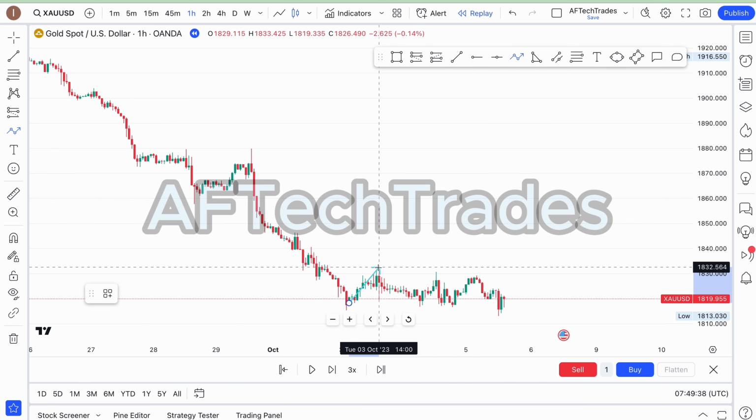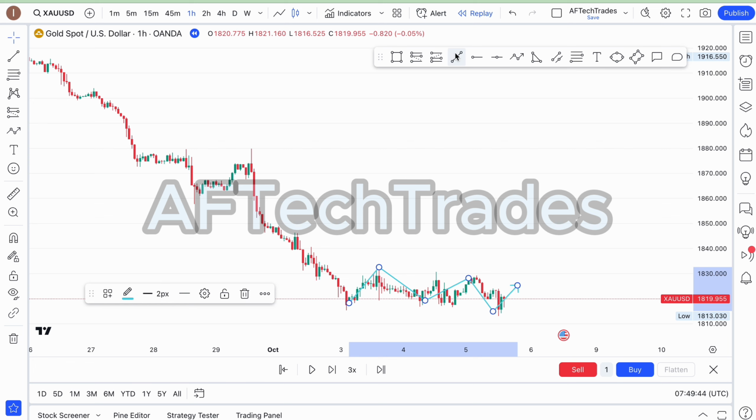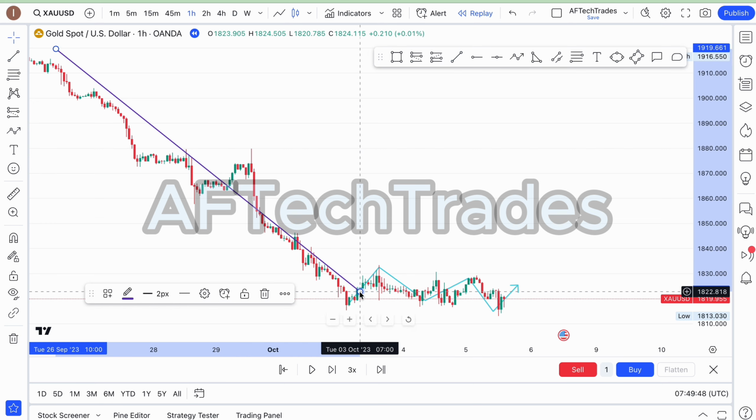Here is a ranging market. This is a ranging market. The market was on a downtrend before. You can see it was on a downtrend, and here is a range. It ranged around this side.